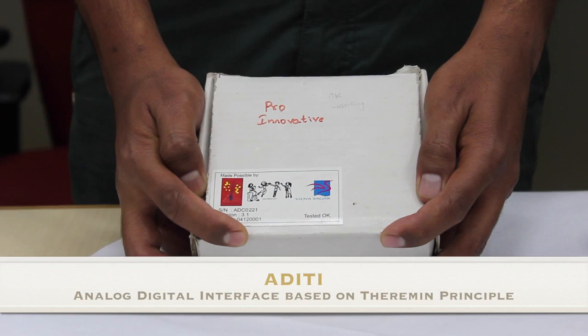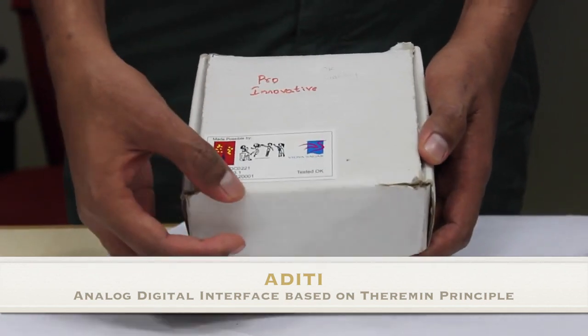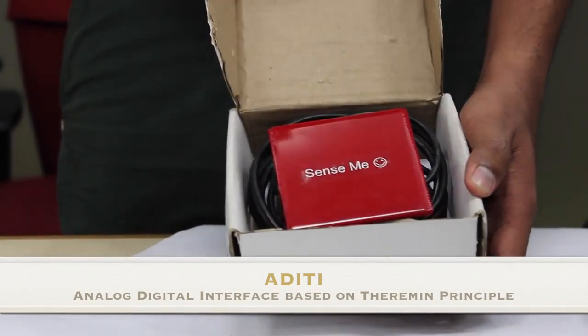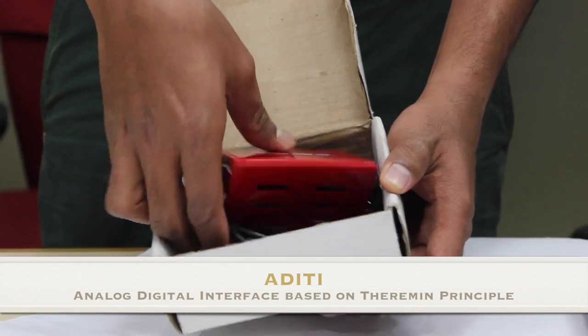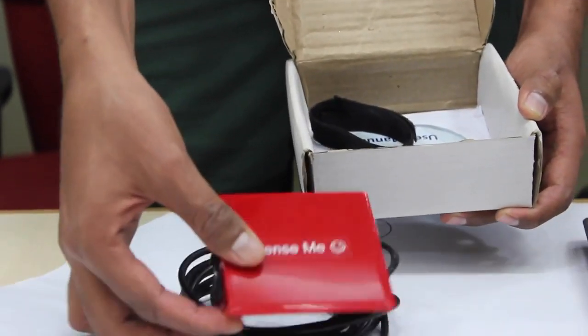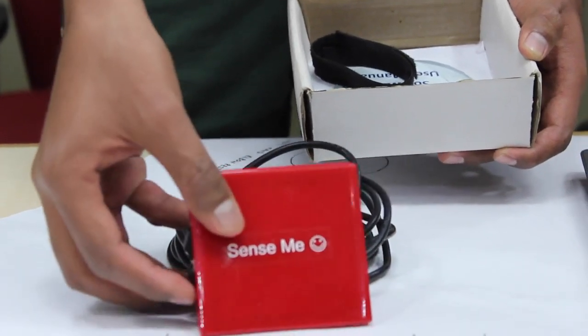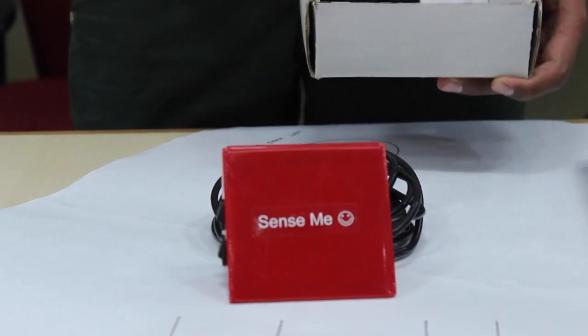Product demonstration of Aditi from Mindtree Foundation. Aditi, Analog Digital Interface based on Thurman principle, is an input device to a computer developed to enable the child suffering from cerebral palsy to access the computer. Technically, it can be referred to as an access switch.